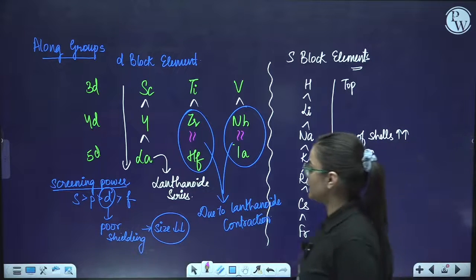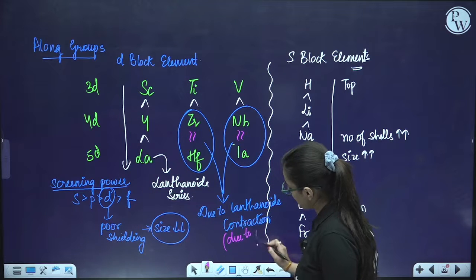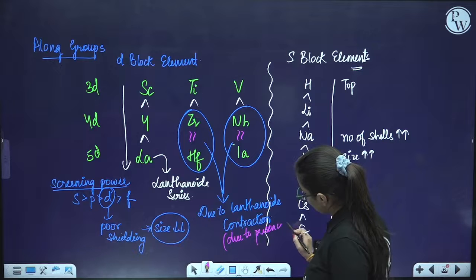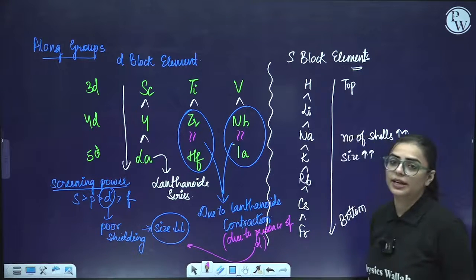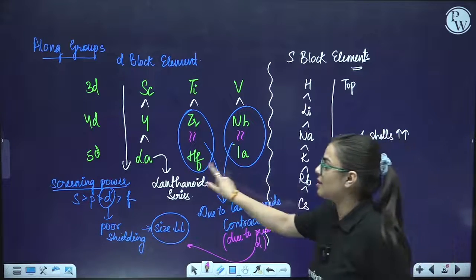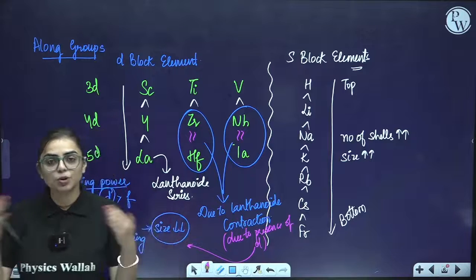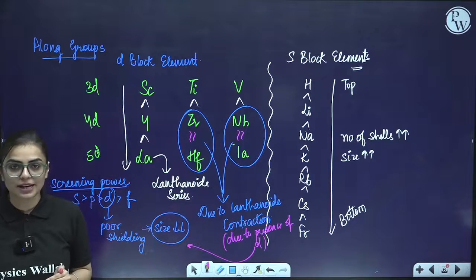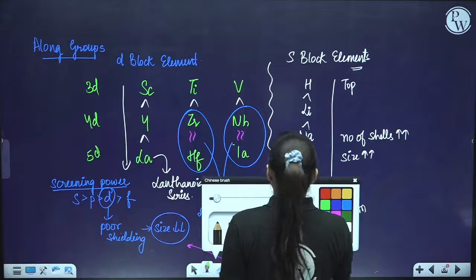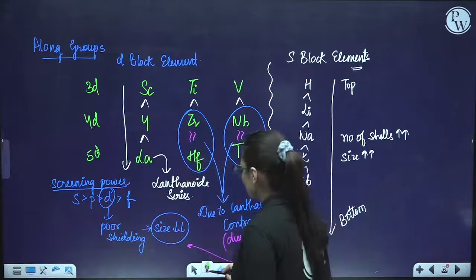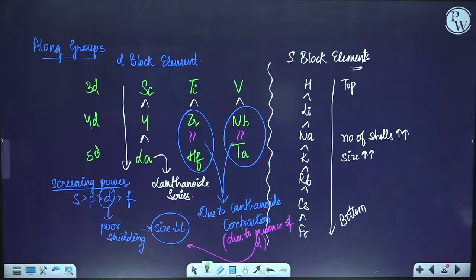Why is it occurring? You can write it is due to lanthanoid contraction, due to the presence of the F subshell, and the subshell has poor shielding. If they have poor shielding, it won't protect, the electron will come inside, and when the electron comes inside, size will decrease. So they will have almost equal sizes. Now this occurs in the case of 3D, 4D and 5D series in the D block elements.